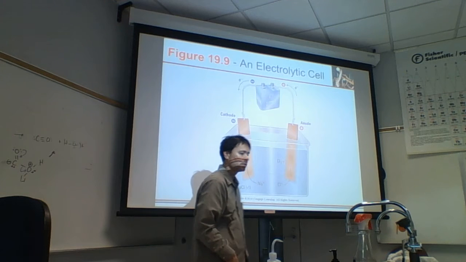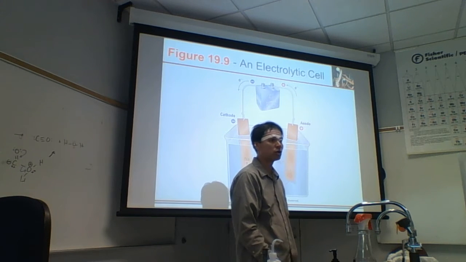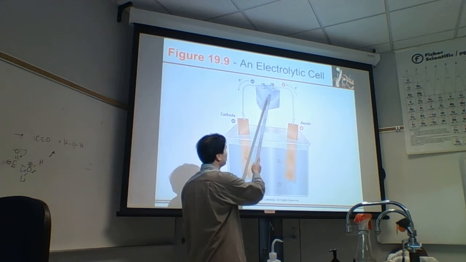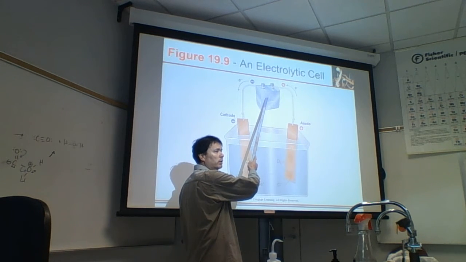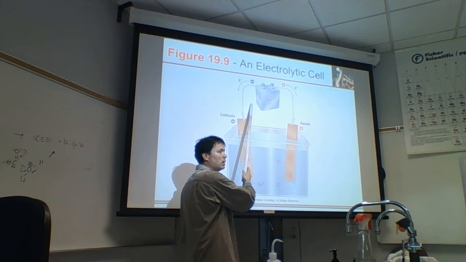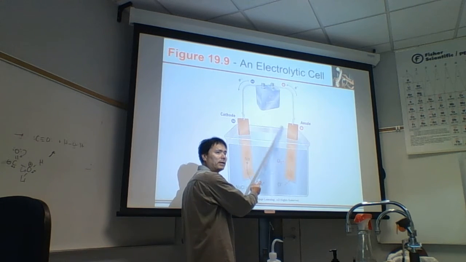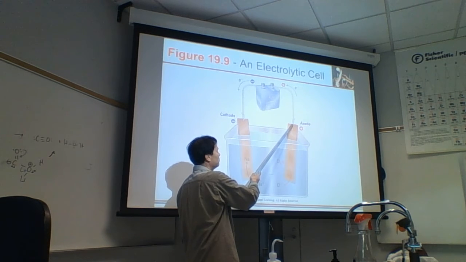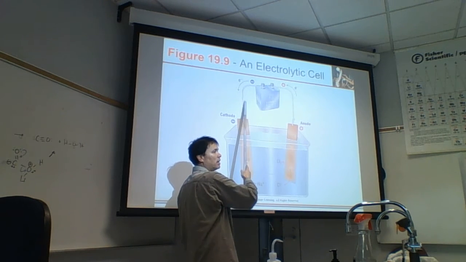So let's say you have a secondary battery. Secondary batteries are rechargeable batteries. In a rechargeable battery, what you can do is you can put a power source here or a bigger battery and force the electrons backwards. So normally the electrons go left to right. If we put a power source here, we can force the electrons to go right to left.